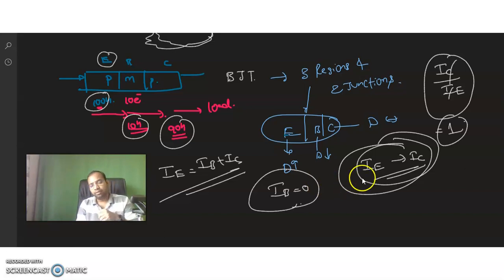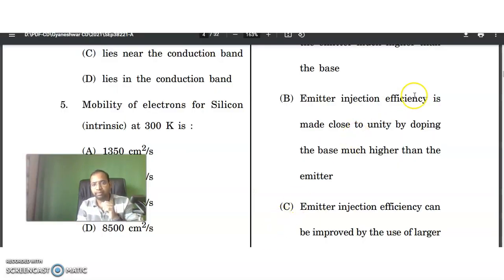Got it? Fine. So now, I think all of you understood by this explanation what the emitter injection efficiency is. So if emitter injection efficiency has to be 1, then your base current must be as small as possible. Now come back to the question and read the options carefully one by one.